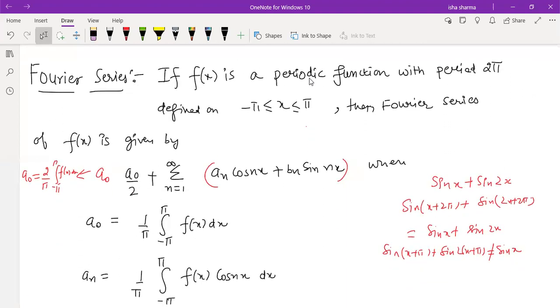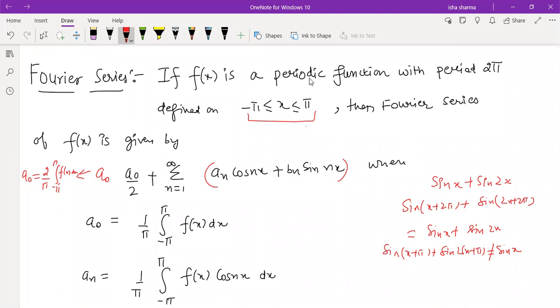Most of the times that interval is minus pi to pi, but in a few books or a few examples that can also be 0 to 2 pi. We just need the function to be defined initially. The definition should be given to us for some interval of length 2 pi, right? So in our convention, we'll be taking it from minus pi to pi, and otherwise you can take it 0 to 2 pi in some examples. We'll talk about those examples if they come.